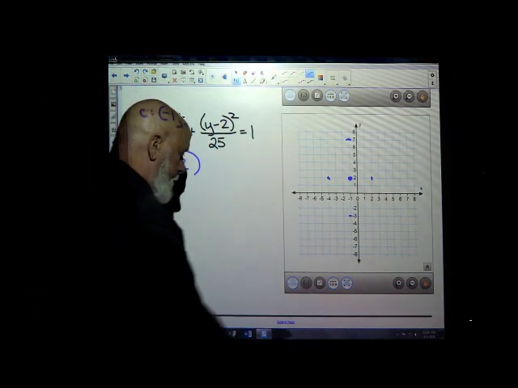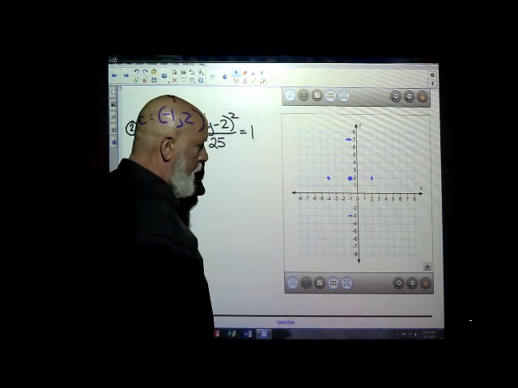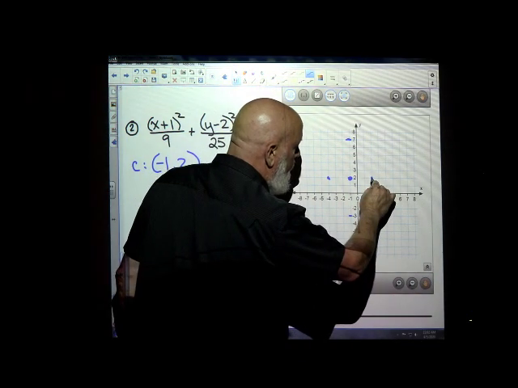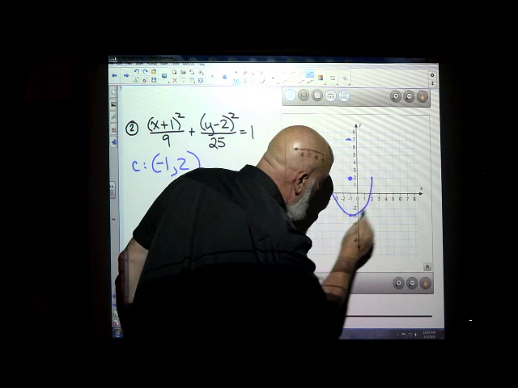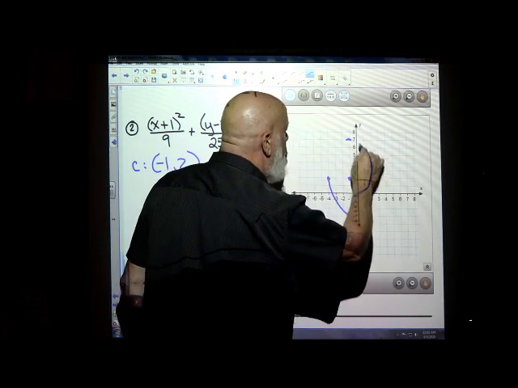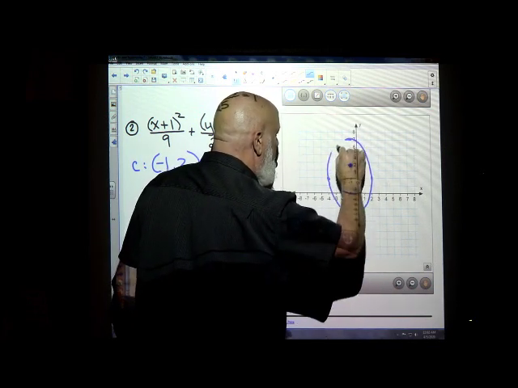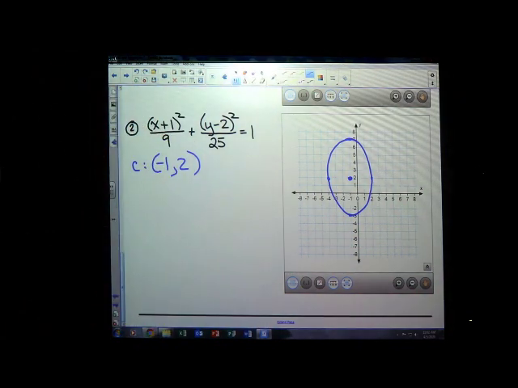My board's broken. Let's see if it'll work now. Yay! So there's our ellipse. That looks horrible.